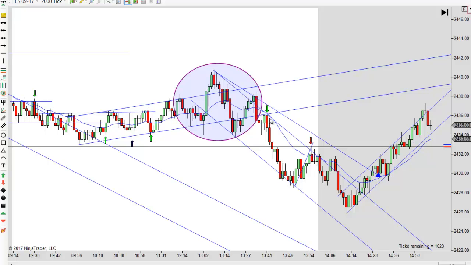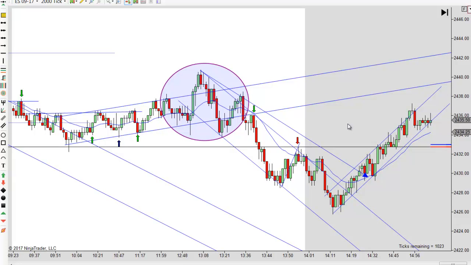I think you're better off to skip it. It's still too close to the news. It's right into these lows here. There's a lot of different reasons to just say, hey, let's just sit tight and see what happens. And it turns out to be a nice trade, though.